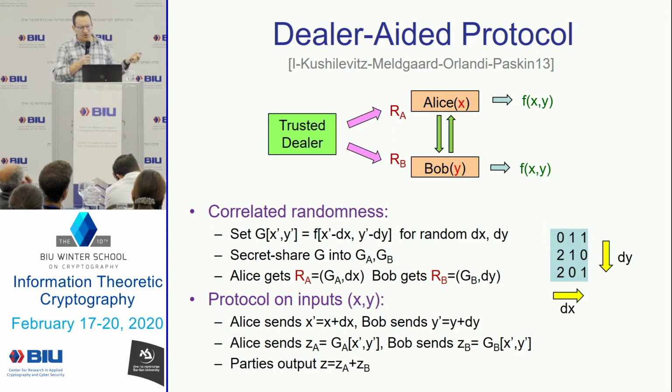And now in the second round, each party just sends the right location in her share of the shifted truth table, and the parties just reconstruct the output by adding these shares of the output. Okay, so very simple protocol. If there is any question, please ask, but it's really not much more complicated than a one-time pad encryption.